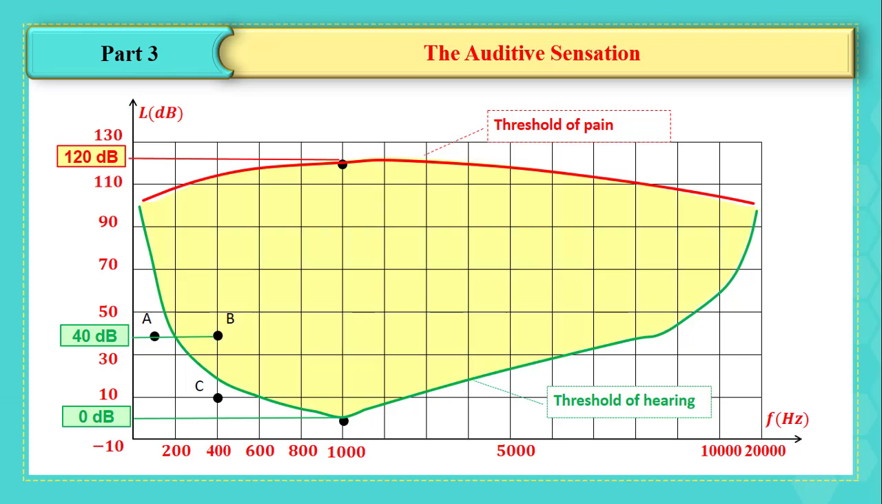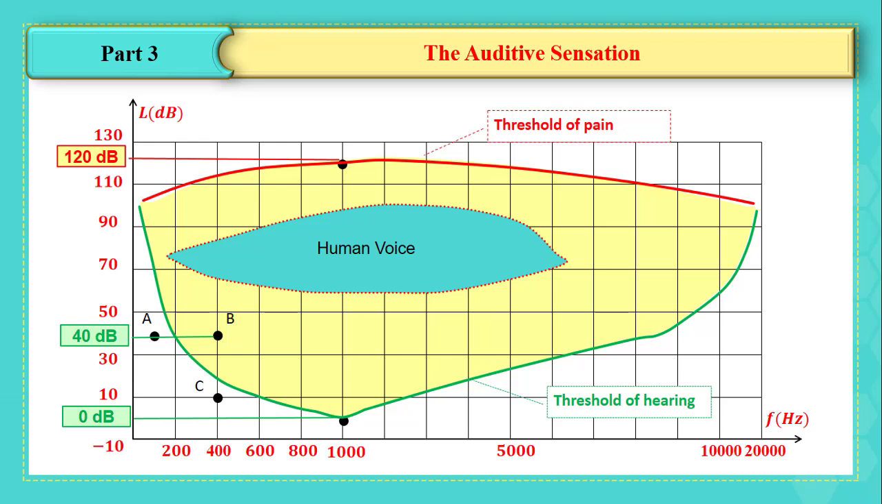The area between the red and green curves is where a sound is heard, but without the risk of damage. The blue area represents the frequencies and intensity levels of the human voice, which is the speech. Notice that the area of the speech is very small compared to that of hearing. Because of this, talk less and listen more.